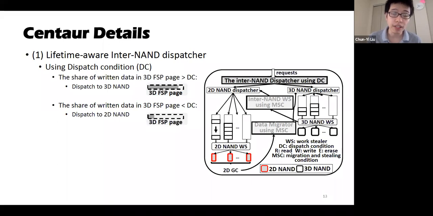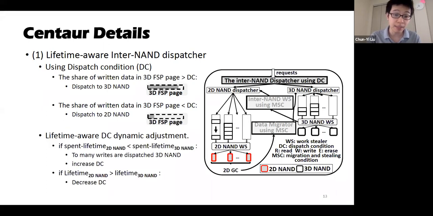Let's take a look at the first one of our proposals, the dispatcher. The dispatcher basically dispatches based on the dispatcher conditions. Here we show that the basic idea is that we try to write as much data as possible into a 3D NAND FSP page so that we can significantly reduce the lifetime degradation. So we dispatch to 3D NAND if we find out that the data can fully occupy the 3D FSP pages. If it can't, we will dispatch the data to the 2D NAND itself. And also, this kind of condition is not a static set value.